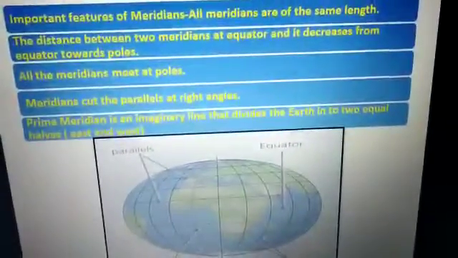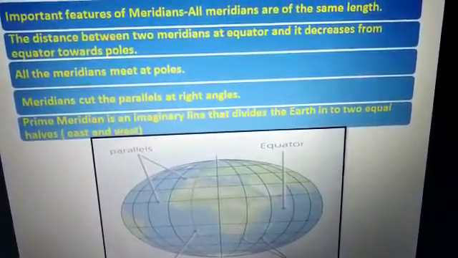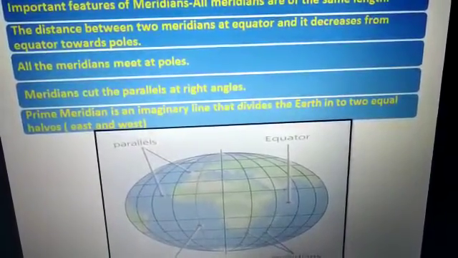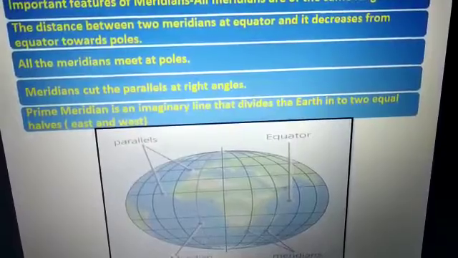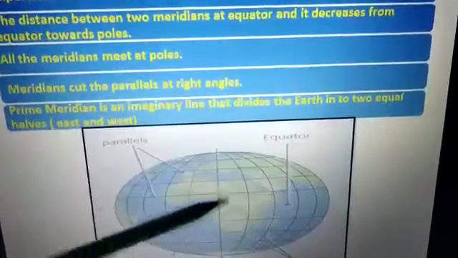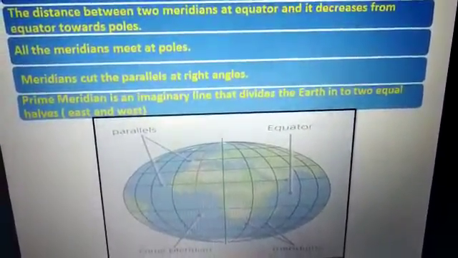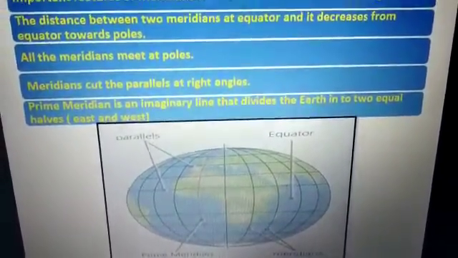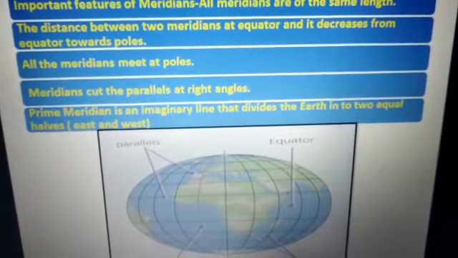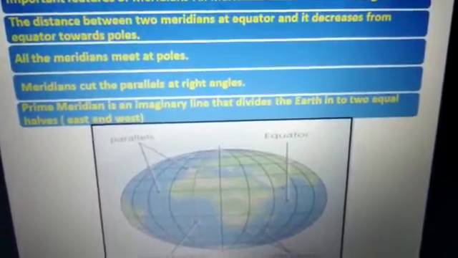Now some important features of meridians. All meridians are of the same length. The distance between two meridians is greatest at the equator and it decreases from the equator towards the pole. All the meridians meet at the poles. Just see the picture. Meridians cut the parallels at right angles, that is a 90-degree angle. Prime meridian is an imaginary line that divides the earth into two equal halves.